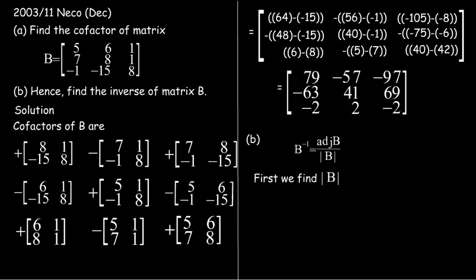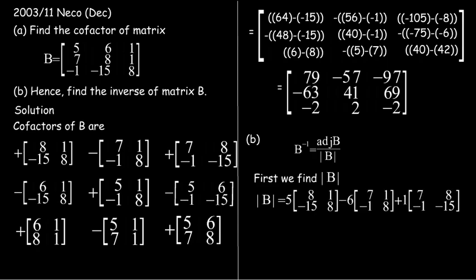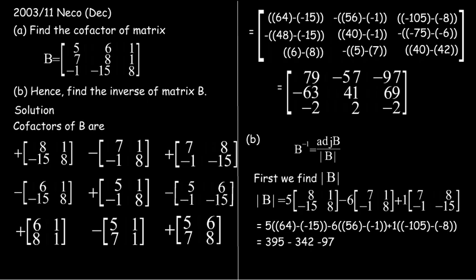So first we'll be finding the determinant of B, and doing so, the determinant of B will be equal to 5 times the smaller matrix 8 1, minus 15 8, minus 6 times the smaller matrix 7 1, minus 1 8, plus 1 times the smaller matrix 7 8, minus 1 minus 15. Finding the determinant of each smaller matrix, it equals 5(64 minus minus 15) minus 6(56 minus minus 1) plus 1(minus 105 minus 8). Expanding our brackets, it equals 395 minus 342 minus 97, which equals minus 44.